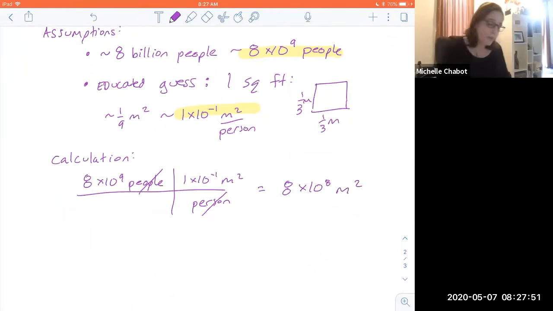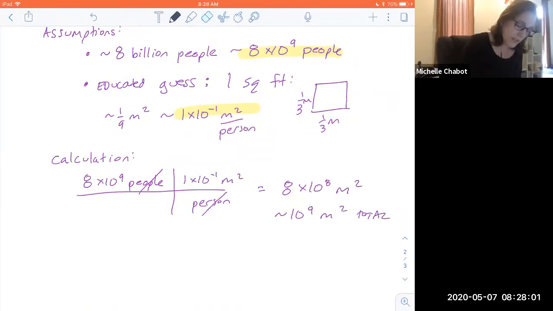And so order of magnitude now, 8 rounds up. And so this will be on the order of 10 to the 9th meters squared total. So technically that's my answer. Oops, I erased it. I'm sorry. So let me write that here. So around 10 to the 9th meters squared total. I meant to highlight it.